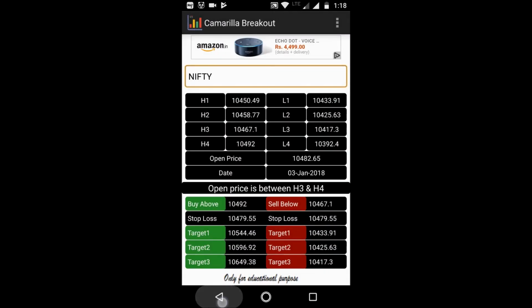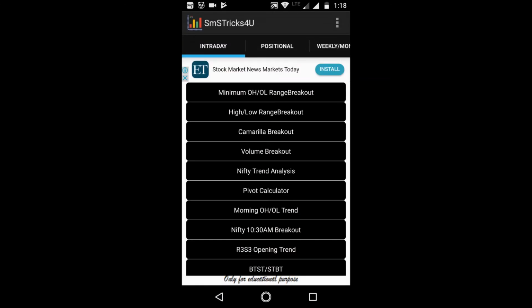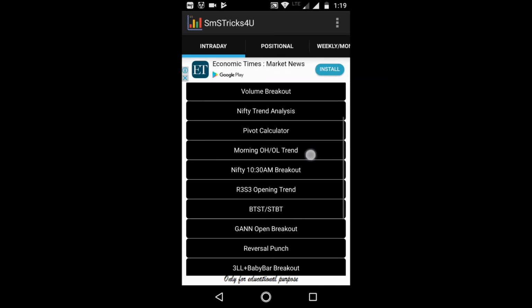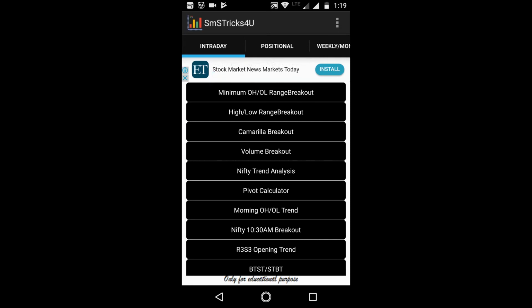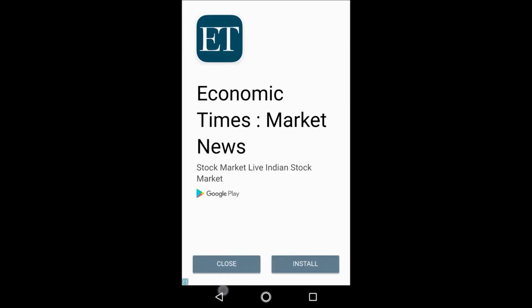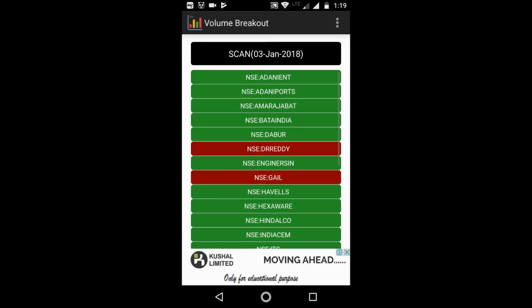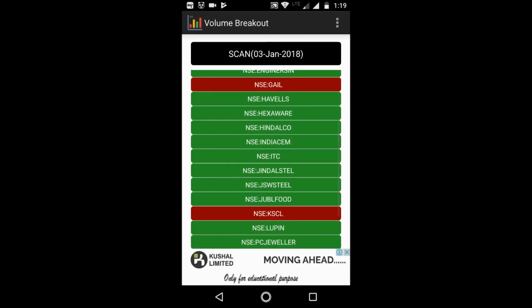Initially, what I would request you is to go through all the strategies, read each and every strategy, and check which strategy is actually suiting you. Based on your requirement, you can pick one of the strategies and start using it consistently. Again, we do have volume breakouts over here, which will scan and give you the list of stocks giving a volume breakout today.